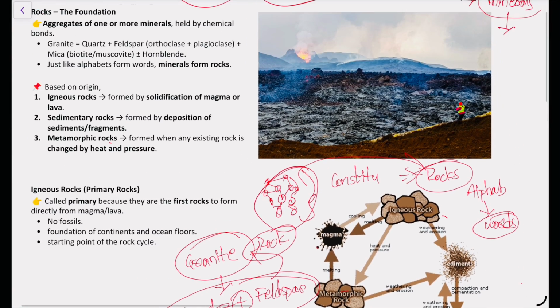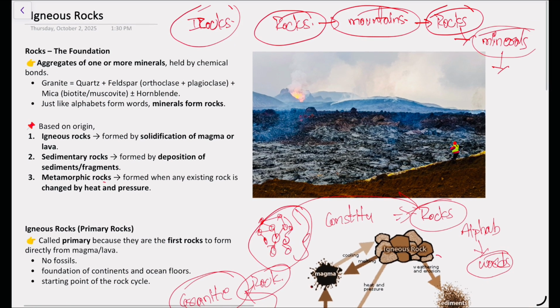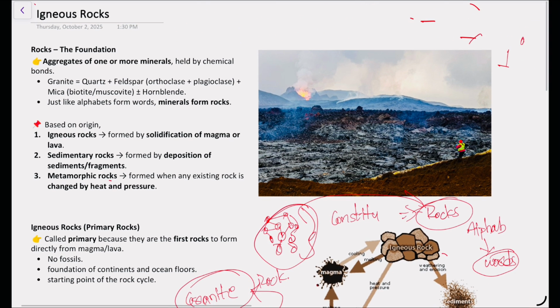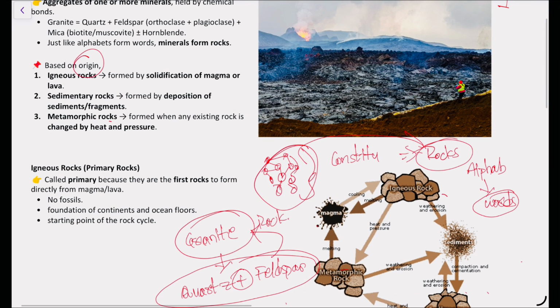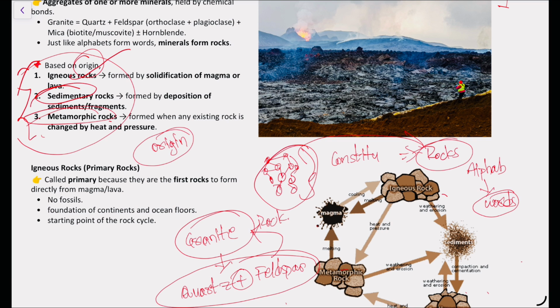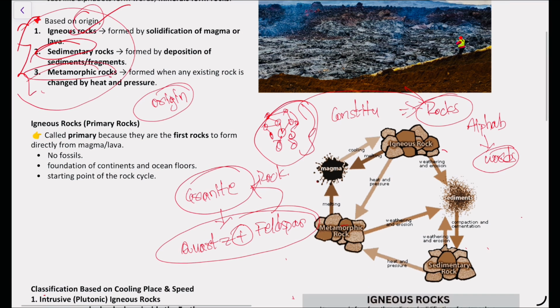These rocks are formed because of the cooling of the magma, and we can classify these rocks also based on the origin. Based on the origin of these rocks, they are classified into igneous rocks, sedimentary rocks and metamorphic rocks. These are all the different kinds of rocks. So in this video we are specifically explaining about the igneous rocks.